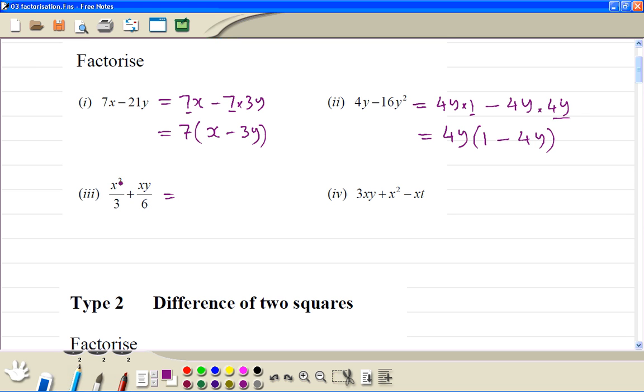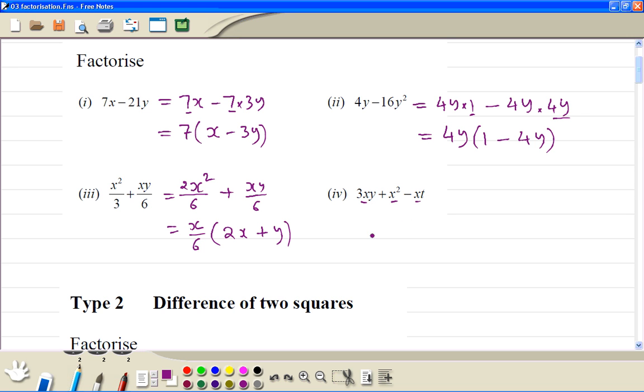Here we have x squared. To make the denominator 6, we multiply the top and bottom by 2. Then we have xy over 6. Now x over 6 is a common factor. Then we are left with 2x. Then we are just left with y here.